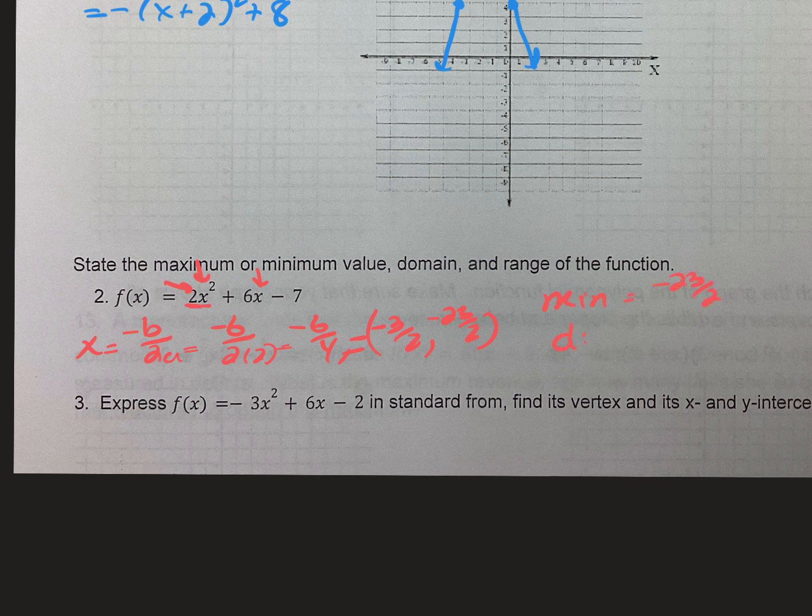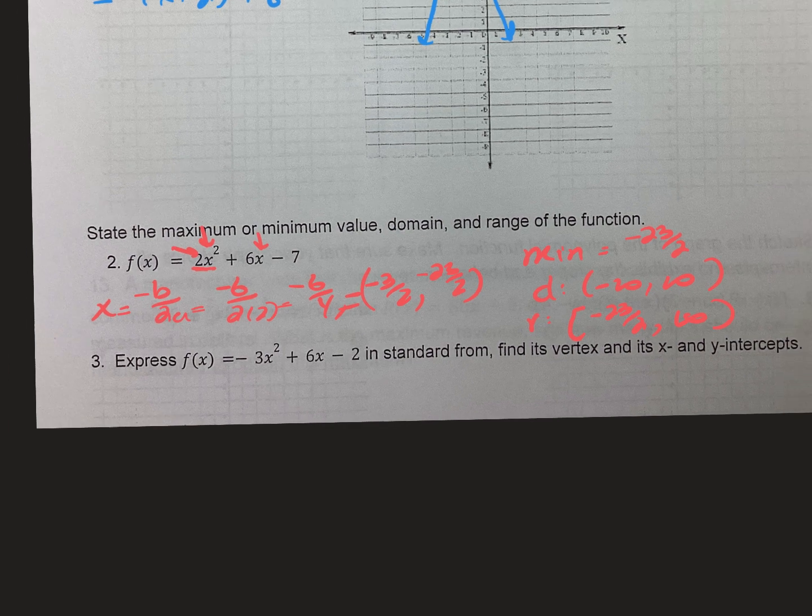The domain for every parabola that opens up or down is all reals. And the range, because we're opening up and we have a minimum, the range goes from, and it's the y, remember, goes from negative 23 halves to forever. So the domain is the x, how far it goes left and right. The range is the y, how far it goes up and down.